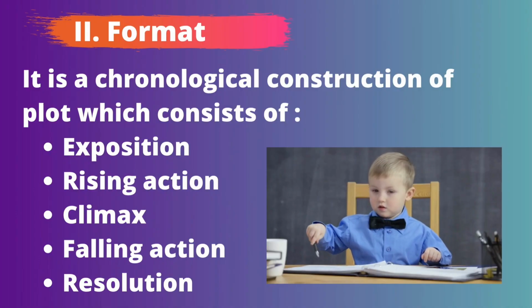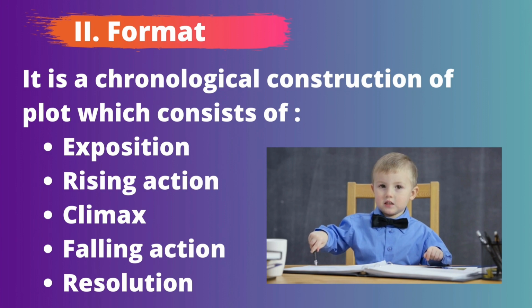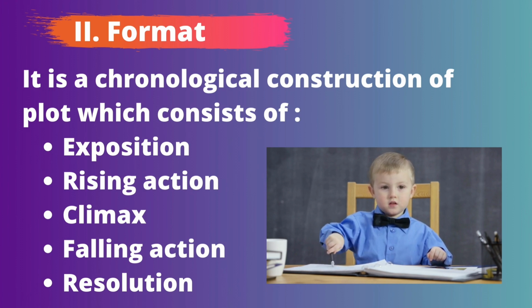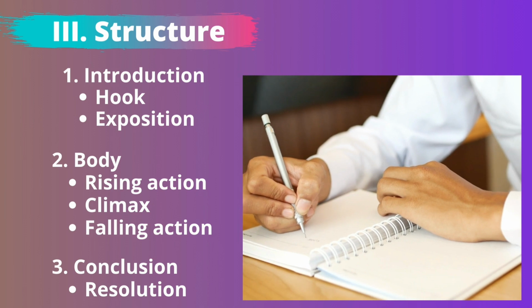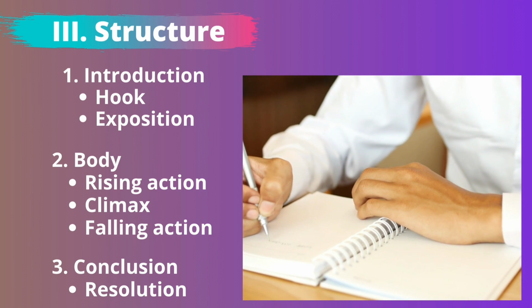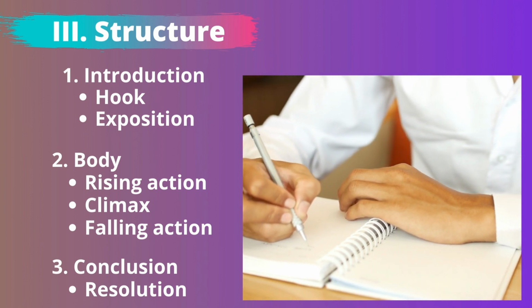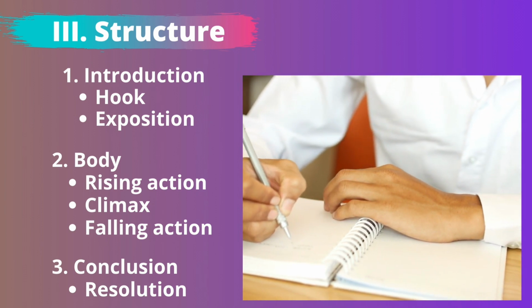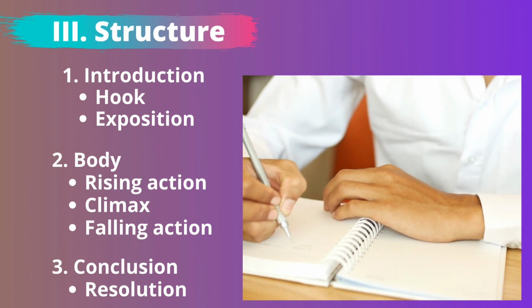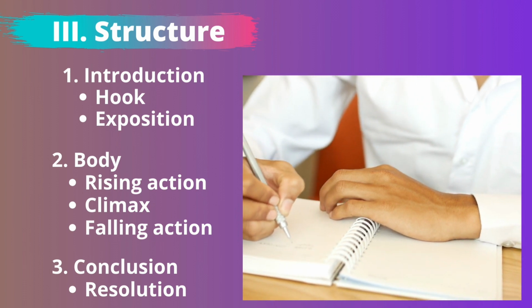Alright, the second structure of a narrative essay is format. It is a chronological construction of plot which consists of exposition, rising action, climax, falling action, and resolution. Next is the structure. Okay, so we have introduction. Under introduction, we should have hook and exposition, and then the body. We have rising action, climax, and falling action under body, and resolution under conclusion.